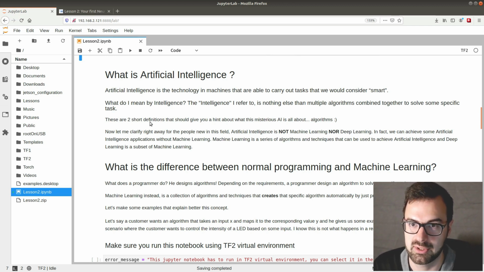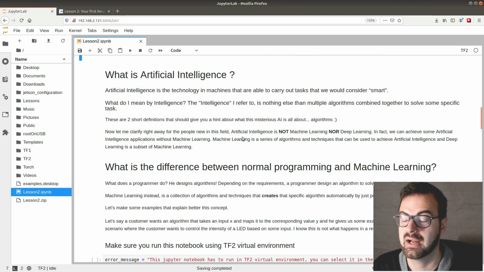It's all about algorithms. Now, let me clarify right away for the people new in this field, artificial intelligence is not machine learning nor deep learning. So do not think that this is all the same thing. In fact, we can achieve some artificial intelligence applications without machine learning. If you go to a job interview, very likely they're going to ask you what is the difference between machine learning and deep learning. Do not say that it's all the same thing, because it's not.